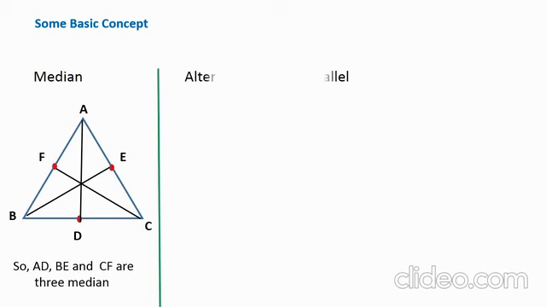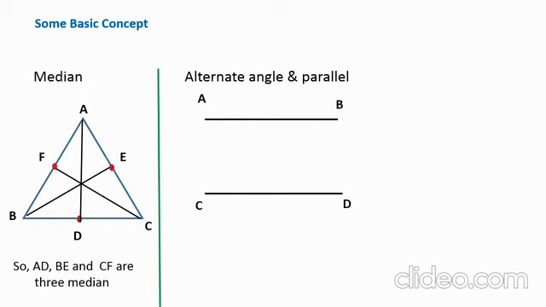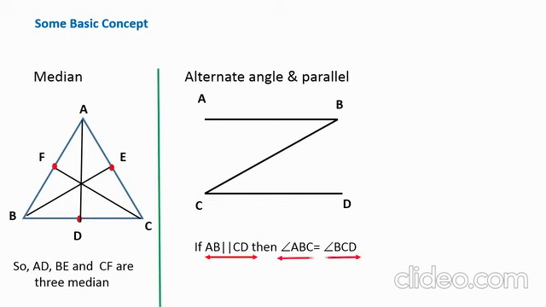Now alternate angle and parallel. At first we consider a line segment AB, then another line segment CD. If I join B with C, we get this situation. If AB is parallel to CD, then angle ABC equals angle BCD. This angle is called an alternate angle. Vice versa, when these angles are equal, then we may say AB and CD are parallel to each other.